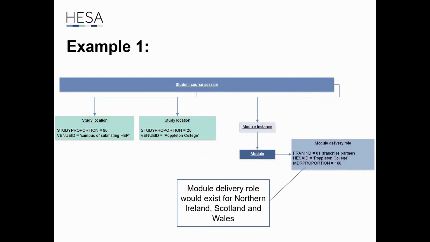And you do have the link through modules, so module instance and a custom module. The module delivery role, entity of module, will show that this is a franchise partner, and the franchise partner is Poppleton College, and so it was 100% for that specific module. So that's the first example.